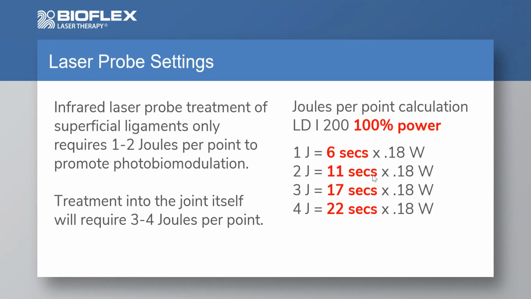So if you're using the laser probe at 100% power, 1 to 2 joules is between 6 to 10 seconds or thereabouts per point, and then moving it to the next spot, whereas 3 to 4 joules involves anywhere from 15, 16, 17 seconds, all the way up to 20, 21, 22 seconds to get you that 3 to 4 joules per point. And remember, this is allowing the energy to get a little bit deeper into the joint itself to try and treat the inflammation that's deeper set.